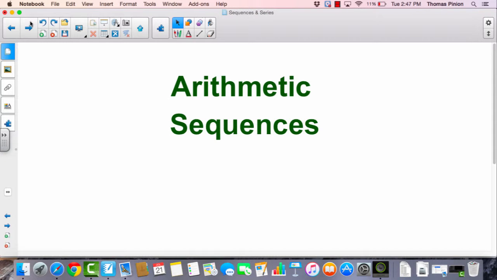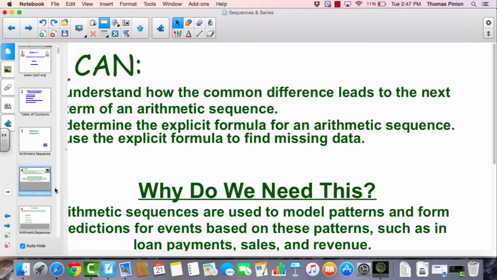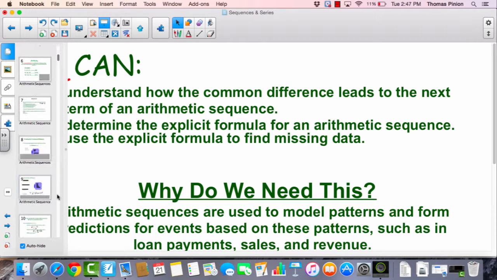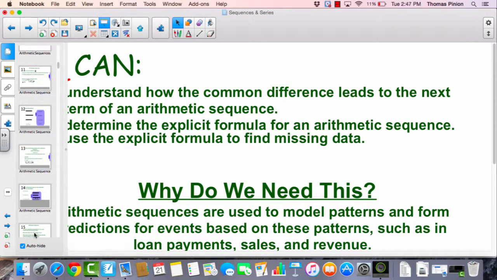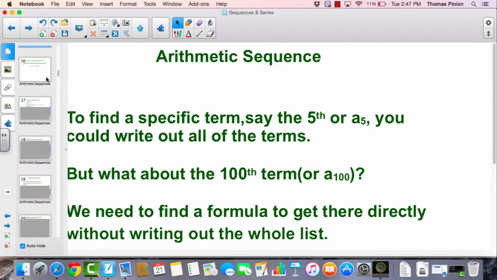Okay, we're going to finish up with our videos on arithmetic sequences. We're going to look at the last two I can statements. I can determine the explicit formula for an arithmetic sequence, and I can use the explicit formula to find missing data. Okay, so let's figure out where we are here. And here we are.